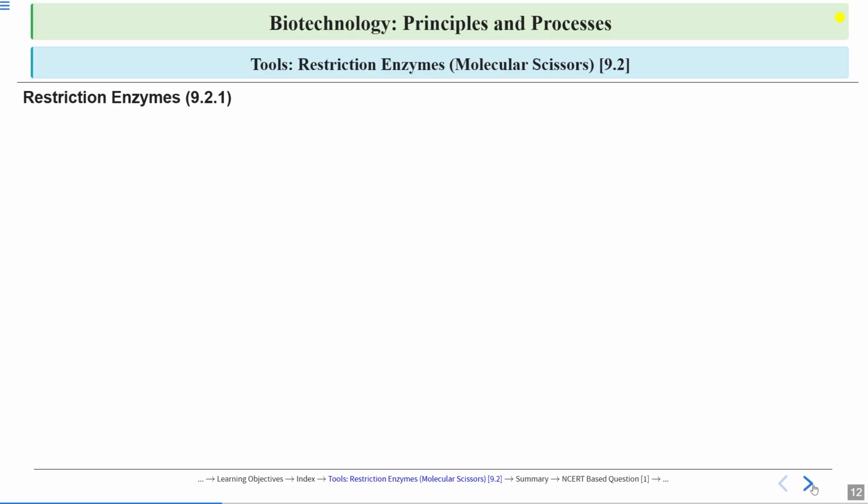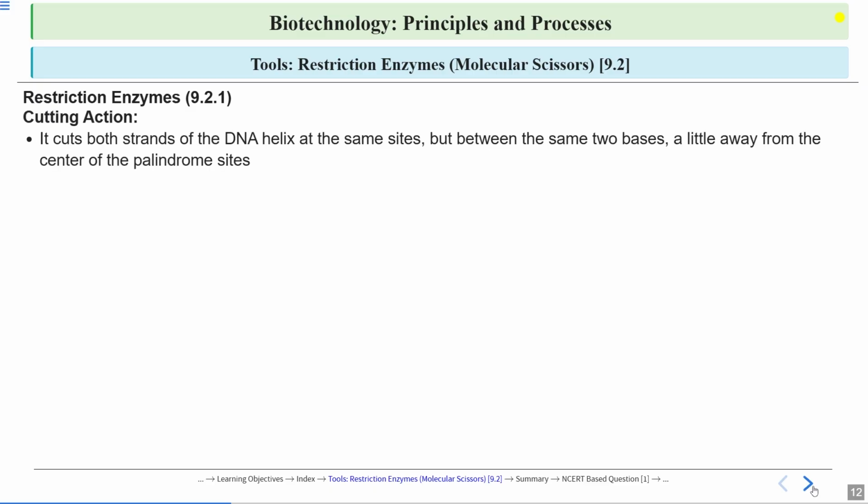Is it clear to everyone? Okay, if you are not writing anything, I think it is clear. So the first one says that it cuts both the strands of the DNA.